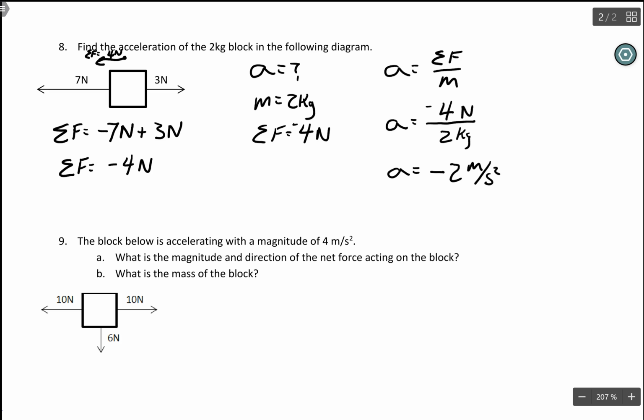So acceleration is also a vector. Since we got a negative number when we did the calculation, it should mean that the acceleration is pointing in the negative direction, to the left. And that's true, because the net force is pointing to the left, and the net force always acts in the same direction as the acceleration.